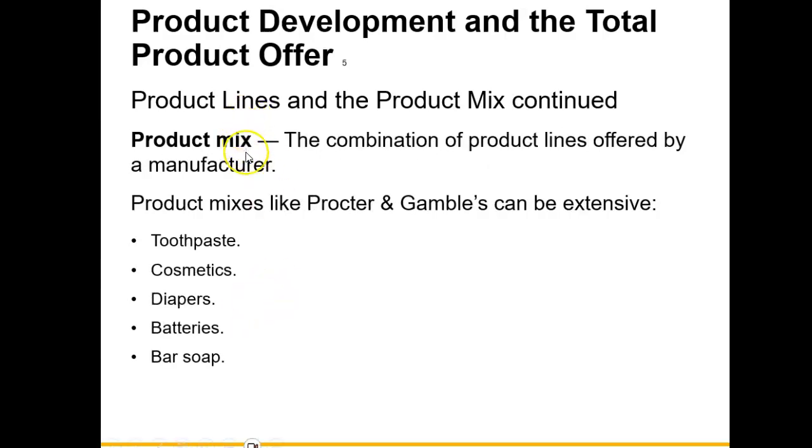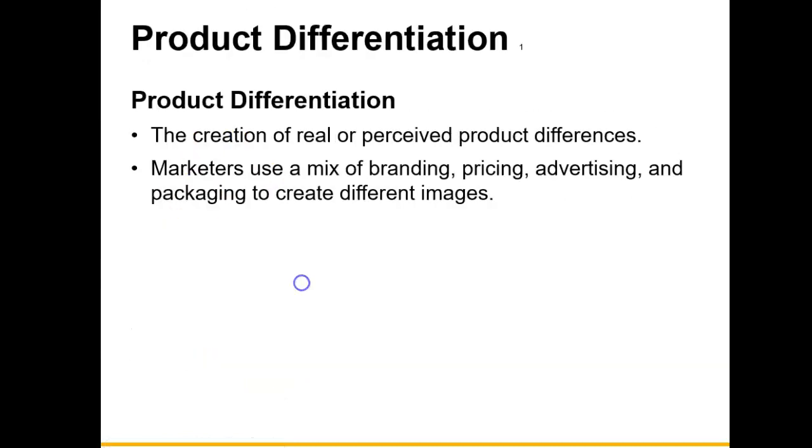Now, when you have a product mix, this is a combination of different types of products being offered by a manufacturer. For example, Procter & Gamble, they produce toothpaste, cosmetics, diapers, batteries, and bar soap. So these items consist of a product mix for the Procter & Gamble company.